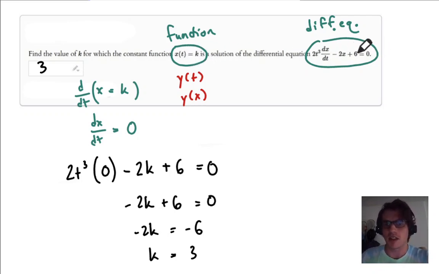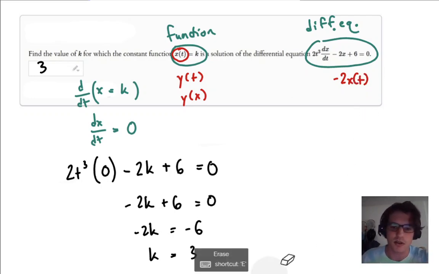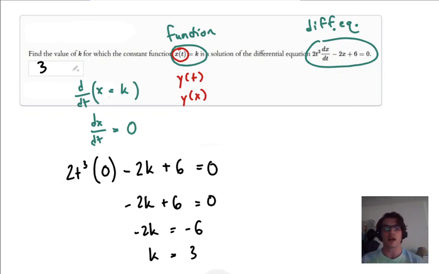When you see something in a differential equation, it won't be written like this because it would get confusing. If we had minus 2x of t like this, it looks like we're multiplying x and t, whereas x parentheses t, x of t, says that x is a function defined by t. So we don't write it that way.